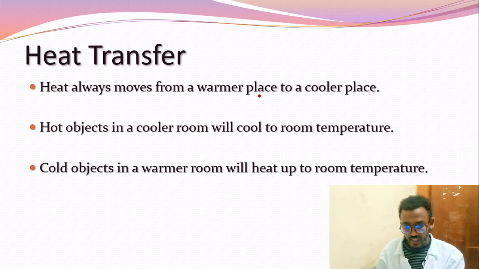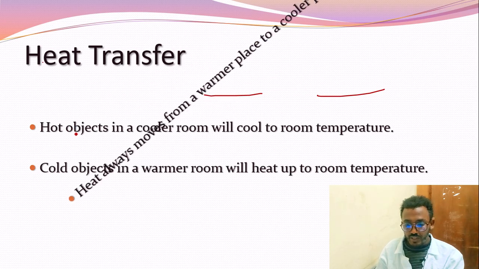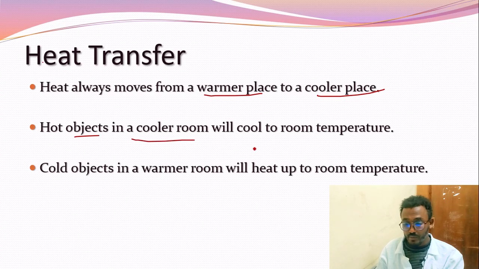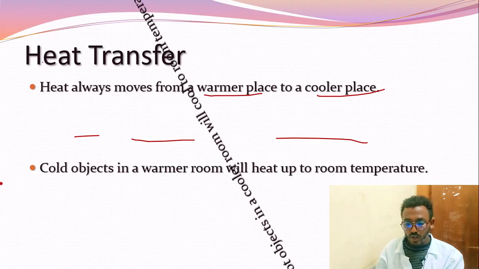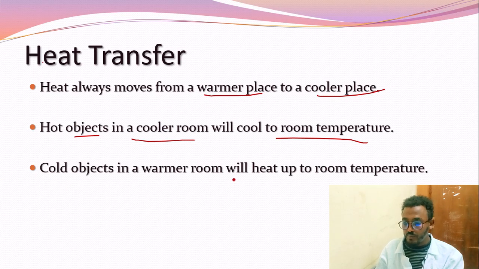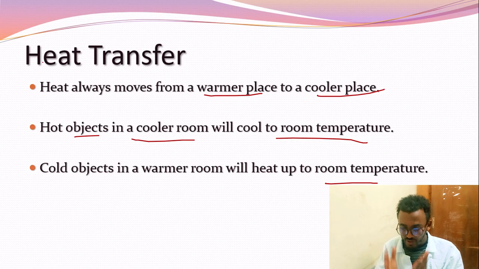Heat always moves from a warmer place to a cooler place, as we were discussing before. Hot objects in a cooler room will cool to room temperature. That's obvious. And the last one is cold objects in a warmer room will heat up to room temperature. So the main thing that I want you to have in your mind is that heat always moves from a warmer place to a cooler place.